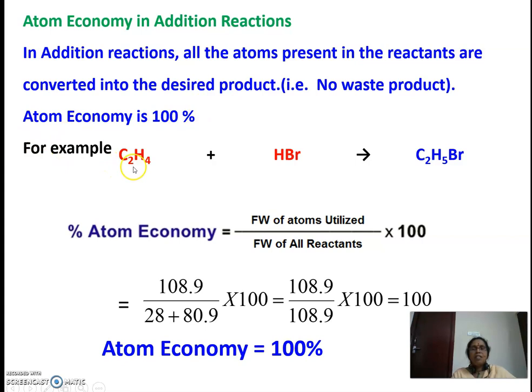For example, consider ethylene and hydrogen bromide. When you add hydrogen bromide to ethylene, we get C2H5Br, ethyl bromide. Here, there is no waste product. Therefore, the formula weight of atoms utilized is equal to the formula weight of all reactants, and hence the atom economy for this reaction is 100%. It is a 100% greener reaction. Therefore, if we want to carry out any green synthesis, it is better to try addition reactions.